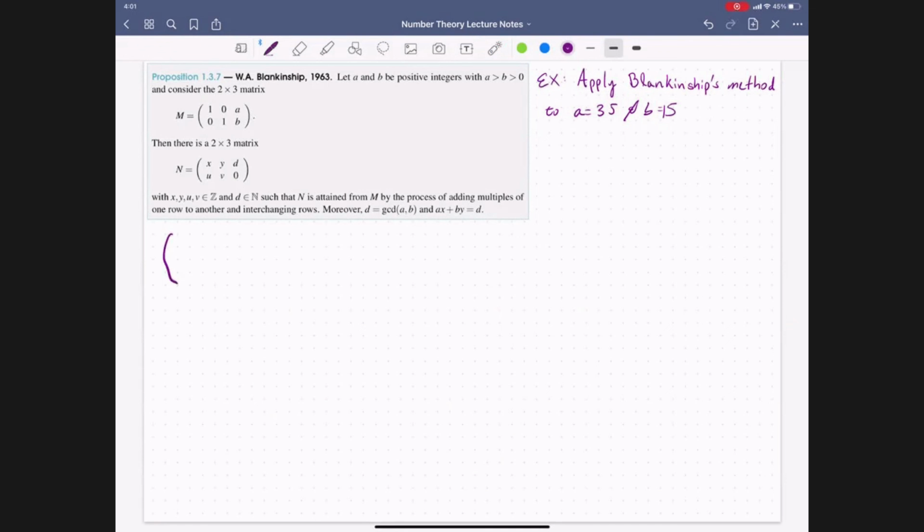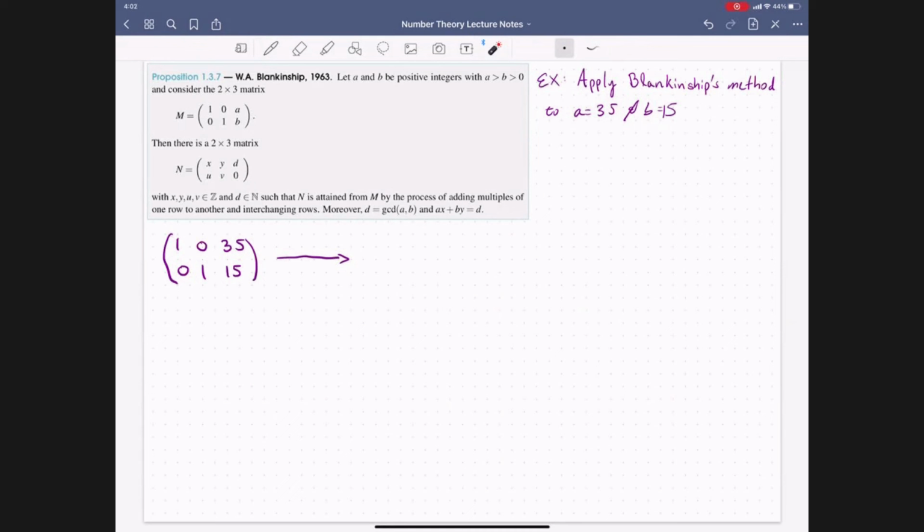And so we're going to have 1, 0, 0, 1, and then 35 and 15. Now Blankinship's method is getting at the idea that we want to get to n via the following process. We want to add multiples of one row to another and interchange rows. So it's much more restrictive than row-reduced echelon form. We can only add multiples of one row to the other and interchange. Now we know that what we want to do is get to that 0 on the lower right.